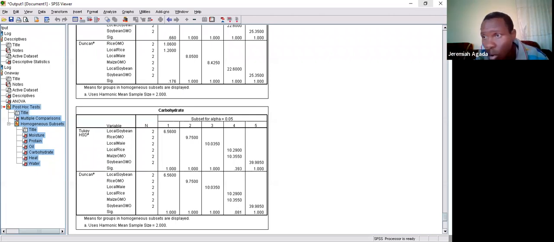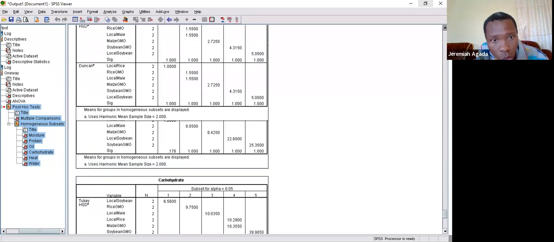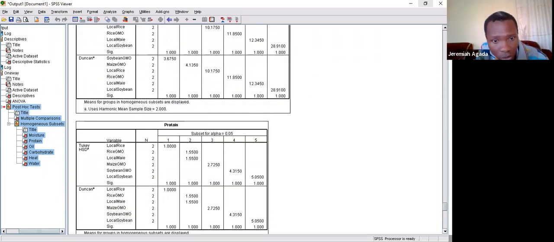So if we go upward, we'll see, okay, some of them just came together. We have Tukey and Duncan. So here you have for protein, Tukey, and now let's compare the both of them. They're even doing the same thing. So Tukey is giving us the same separation as Duncan. If you look at it very well, local soybean is going to be A here because the mean value is 5.05. Then soybean GMO is going to be B if you are comparing all of them together.